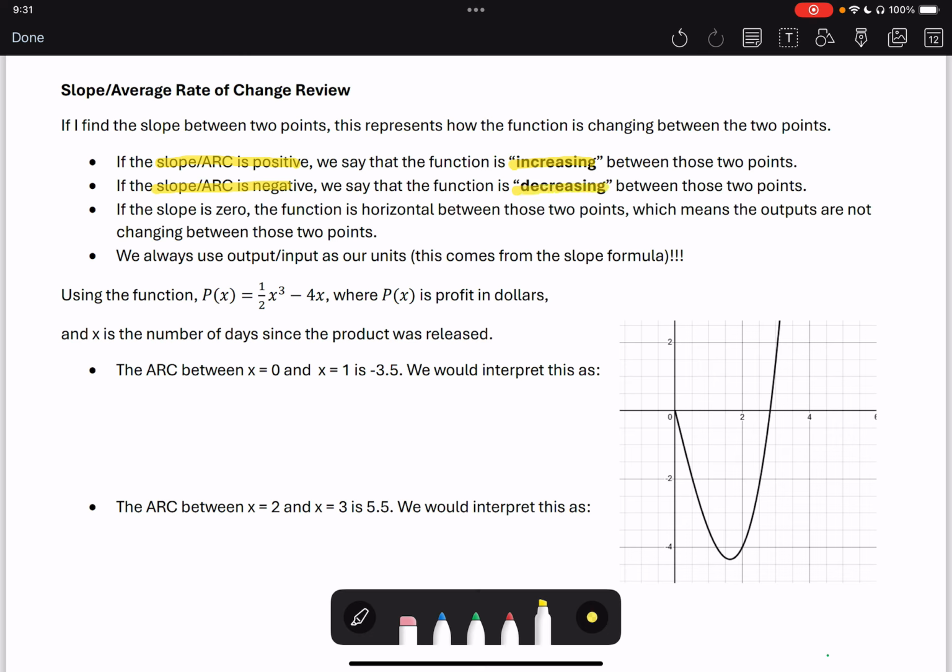If our slope is 0, that is a horizontal distance between those 2 points, which means the outputs are not changing. So if you've got 2 points and the output values are the same, then the slope between those will be 0 because there's no rise between the 2 points. They're at the same level. And we always use output over input as our units for the slope and how we interpret that. So let's talk about how this all ties together here.